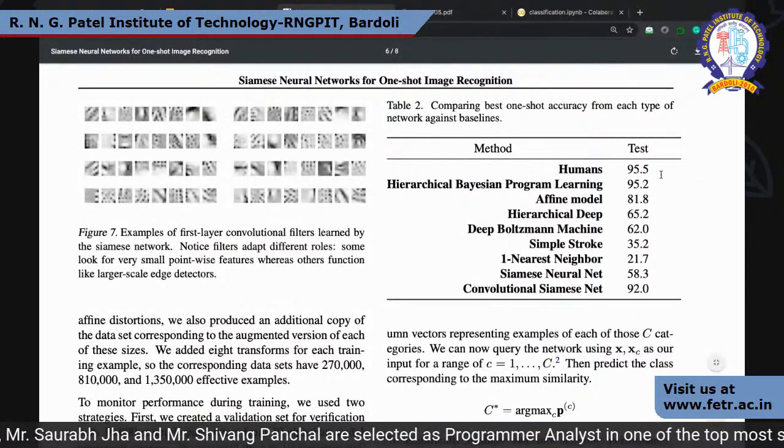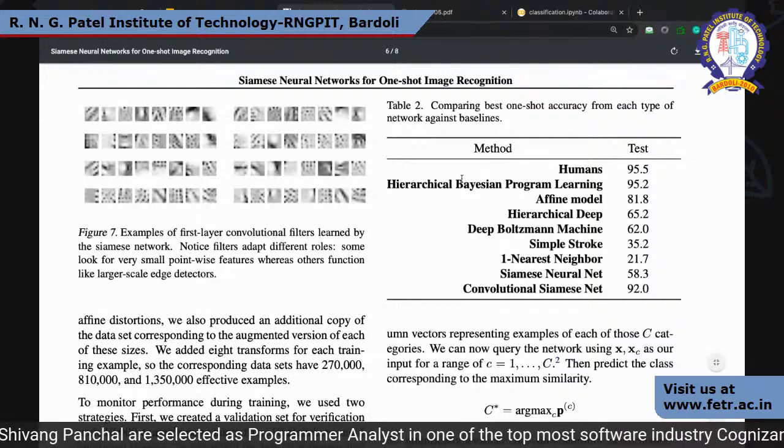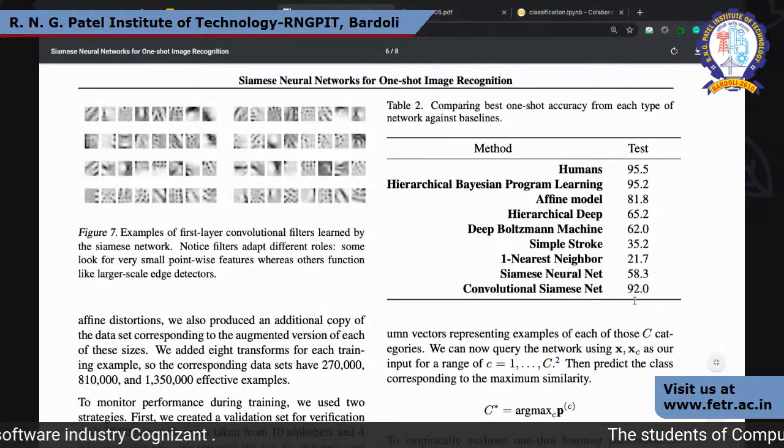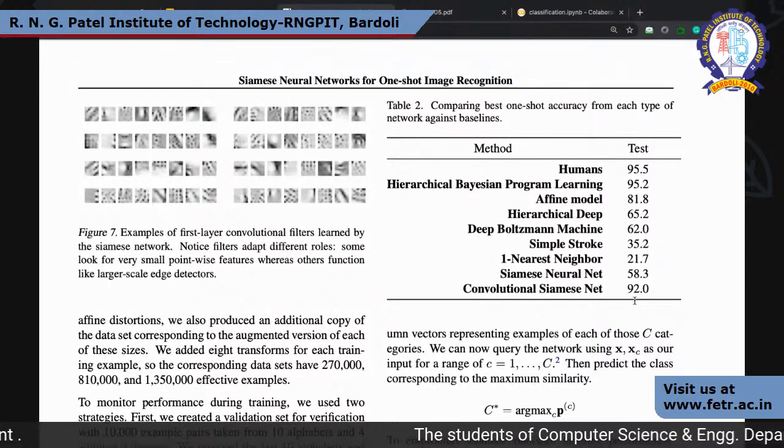And they also showed how it compares to other methods. Humans were 95% right, the hierarchical Bayesian program was 95% right, and the convolutional Siamese network is 92%.